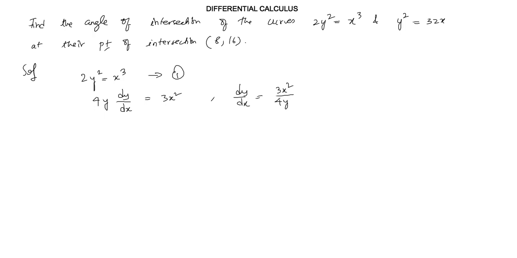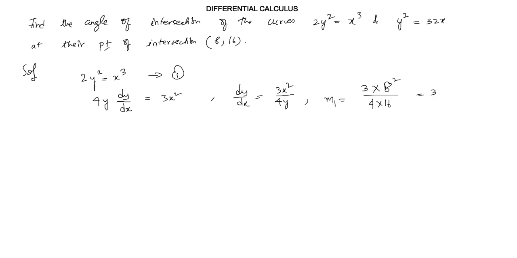Now m1 would be the slope of the tangent at (8, 16), that is 3 multiplied by 8 squared, divided by 4 multiplied by 16, which gives 3. Okay, we got the slope of the tangent at (8, 16).